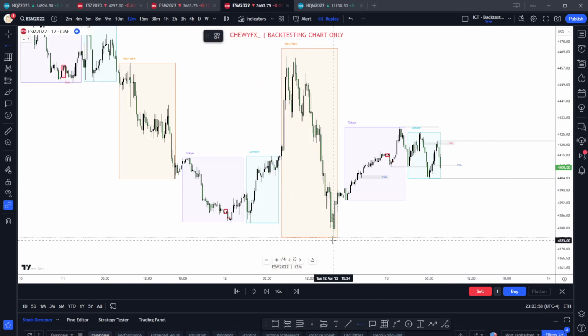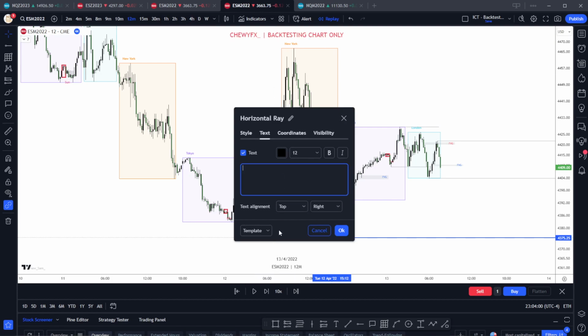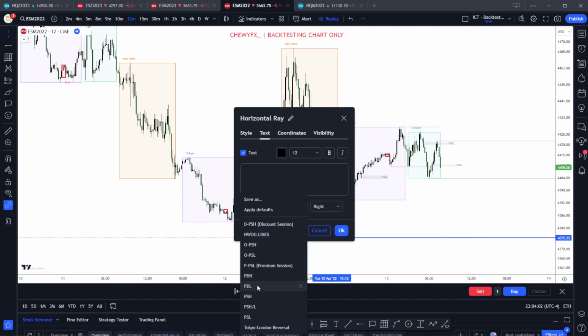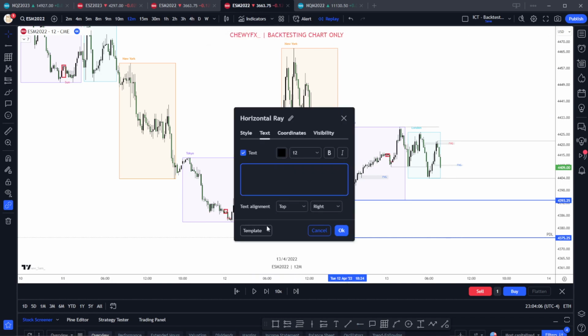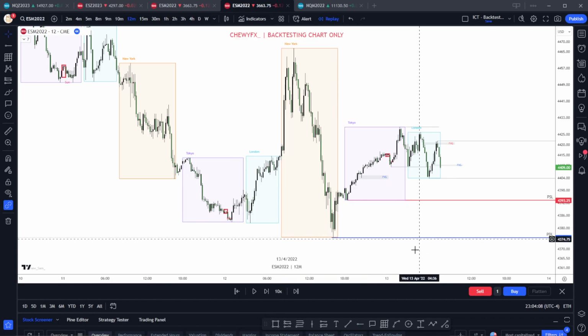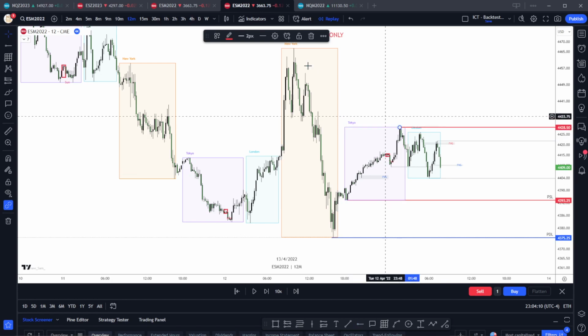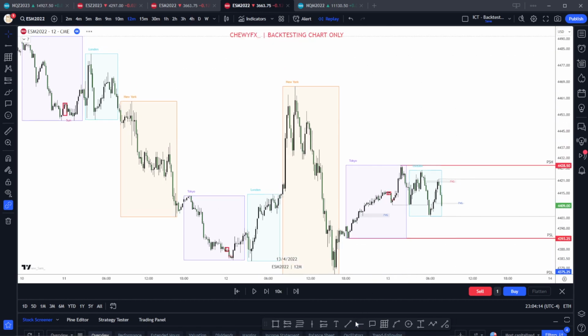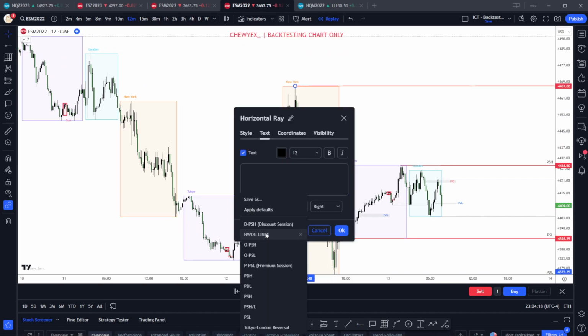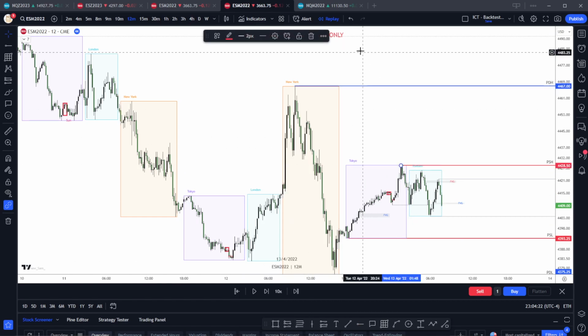Kind of the same story here. Previous day low looks more probable, but depending on how price reacts, we'll see from there. So we got the previous session low, previous session high. I forgot to mark up the London session highs and lows because we want to use those too. So let me just do that really quickly. Just copy this.